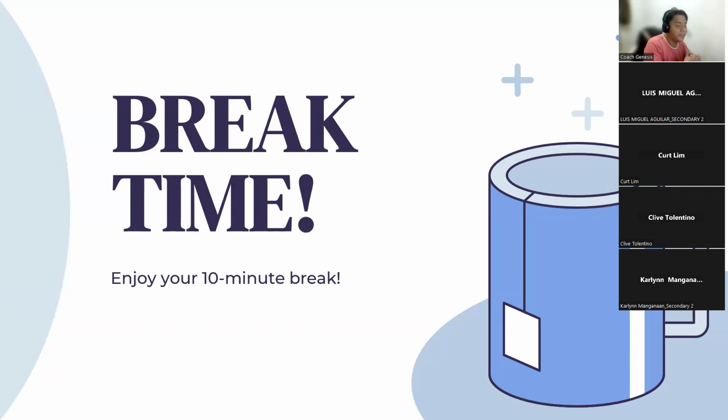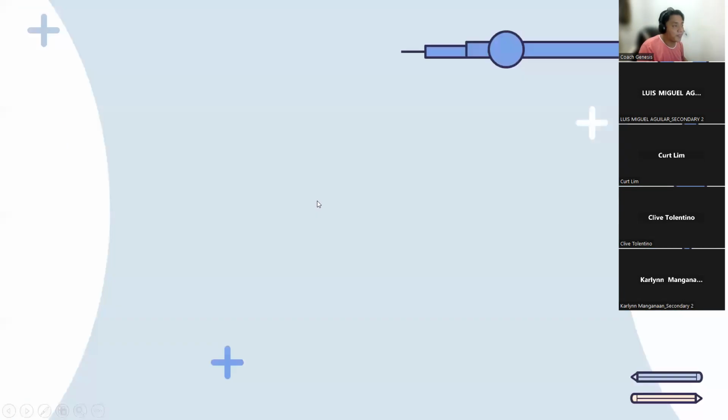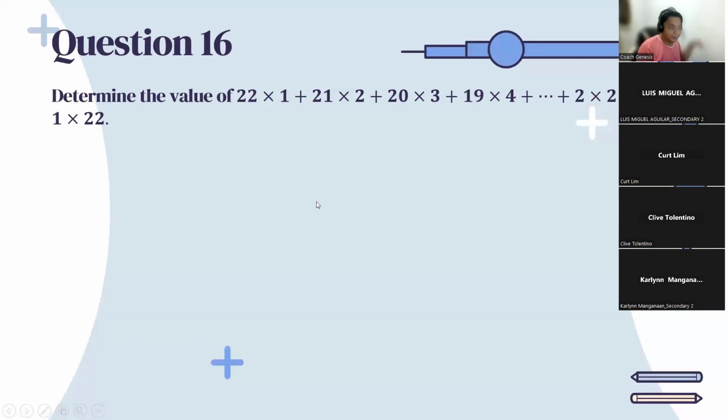We can continue with number 16. Okay, so number 16. Determine the value of 22 times 1 plus 21 times 2 plus 20 times 3 plus 19 times 4 and so on plus 2 times 21 plus 1 times 22. So if you observe the problem, right, 22 times 1 and 1 times 22 is just equal. Same with 21 times 2 and 2 times 21.